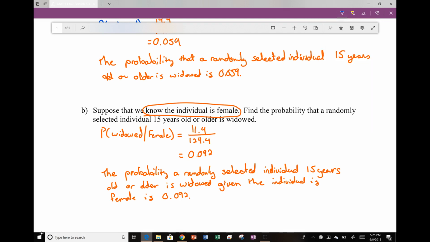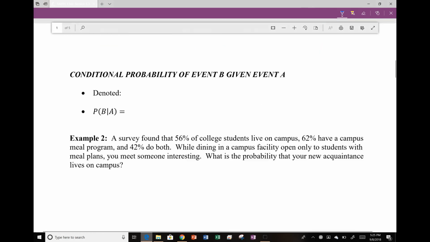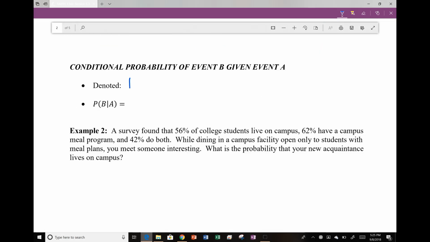So when we're looking at this, you'll notice that I put this line here. Again, that line means given. So we're denoting the given by probability of B given A. And the formula for this is the probability of both events occurring, A and B, divided by the probability that only A occurs. Our given portion goes on the denominator. Their intersection goes on the numerator.